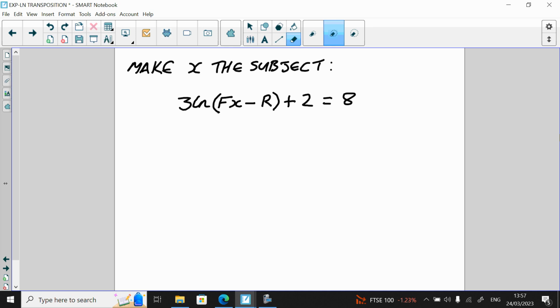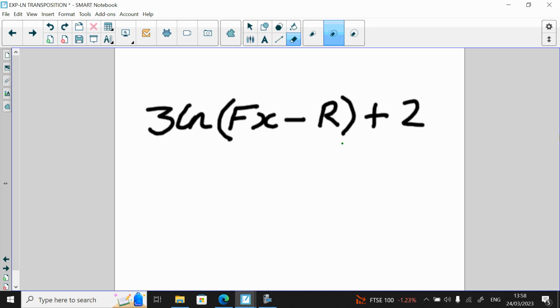3 times the natural logarithm of whatever's in the bracket, all plus 2 equals 8. So I'm going to bring back the technique from earlier to isolate x. I'm just going to forget about the 8 on the right hand side, don't care about that. That's what I care about. Where is x? It's there. What is directly affecting it? F, it's multiplying it. That is in a bracket. The only other thing in a bracket is r, it's been subtracted. Okay, that's the next thing to go. Okay, that's us dealt with the bracket.